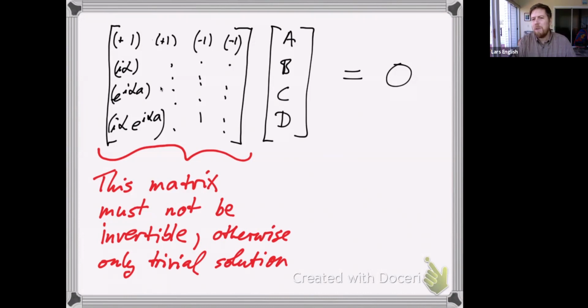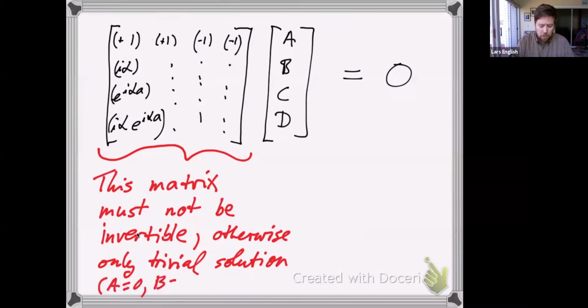If I can invert this matrix, then I can just apply that inverse to both sides, and I'm going to get A, B, C, and D all 0. We don't want that, because that's a trivial solution. We want a non-trivial solution. And so that means if there's going to be a solution, then this matrix cannot be invertible. The inverse must not exist.